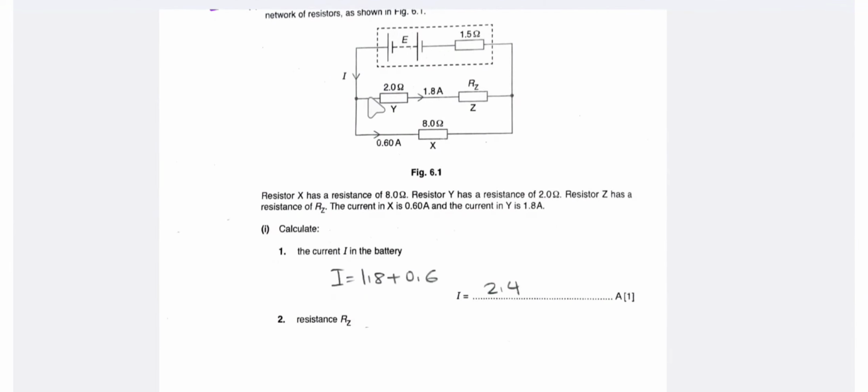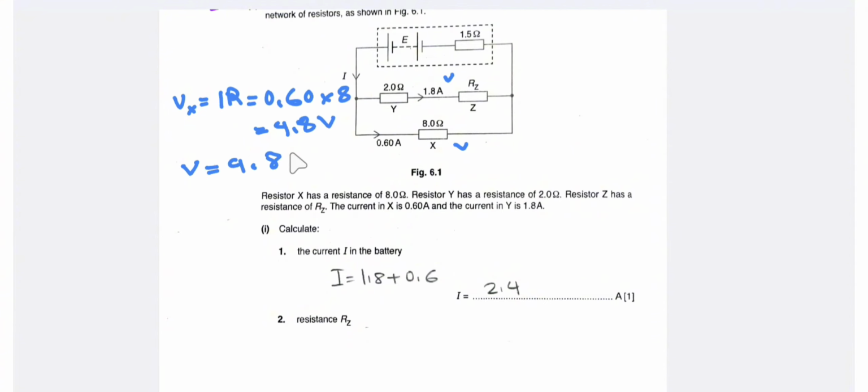First of all, we know that in a parallel combination the voltage is the same. That means the voltage at this point is equal to the voltage at this point. So what is the voltage at X? We know that voltage is equal to current into resistance. The current is 0.60 and the resistance is 8, so the voltage is 0.60 times 8, which is 4.8 volt. That means the voltage at this junction is 4.8 volt.